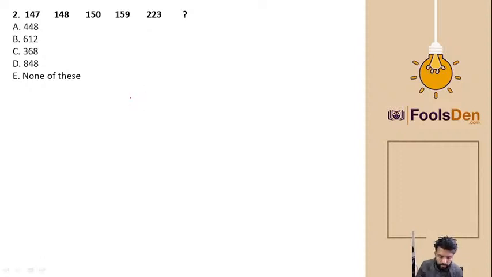Discuss series for last mock test. So this is the first number series. As I have told you earlier, number series is about identifying the pattern.